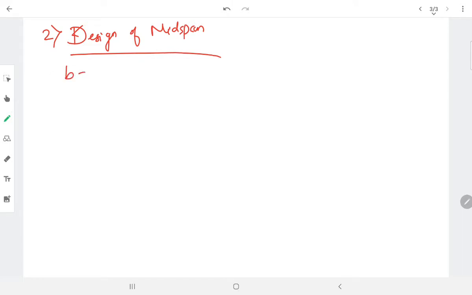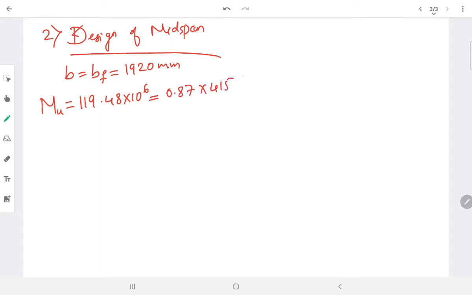And here we need to remember that B equals BF, which we have calculated as 1920 mm. Similarly, Mu, we know that mid span bending moment was 119.48 × 10^6. I need to calculate AST here. AST, D is 510, 1 minus AST 450. So B is BF here 1920, D is 510, 20.